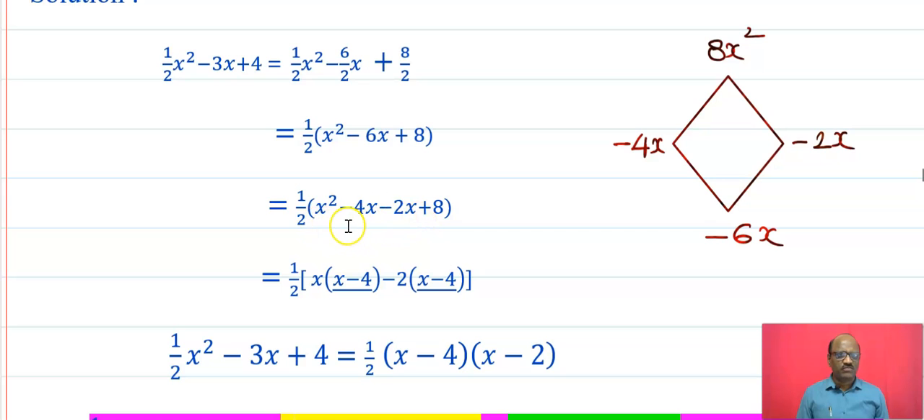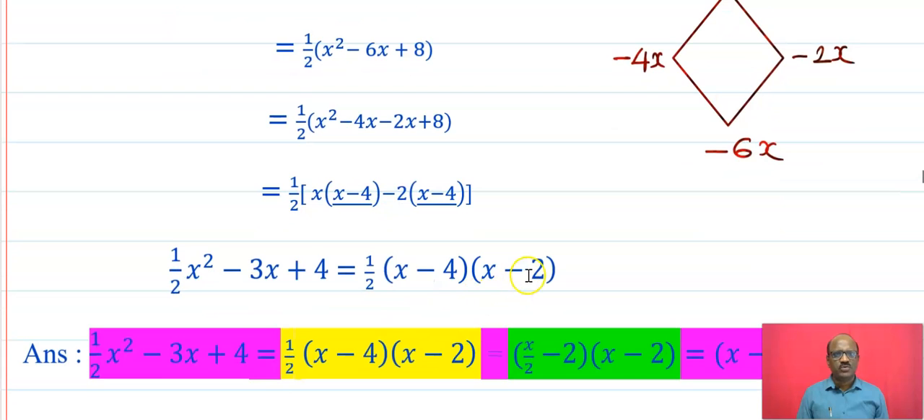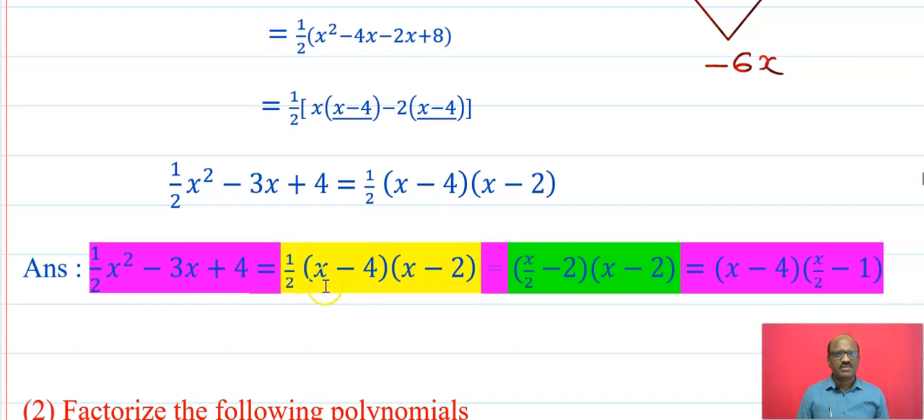Now take the common from first two. X is common, then in bracket x minus 4. Minus 2 is common, then in bracket x minus 4. Again from these two terms x minus 4 is common and the remaining is x minus 2. That is 1 upon 2 in bracket x minus 4 into x minus 2, and in this way we have factorized. I had written this answer, that is 1 upon 2 in bracket x minus 4 into x minus 2.